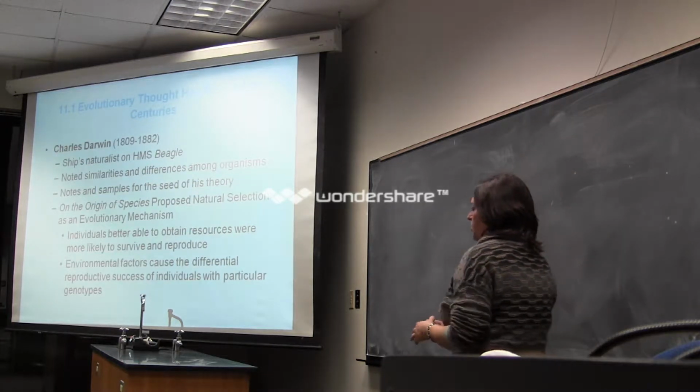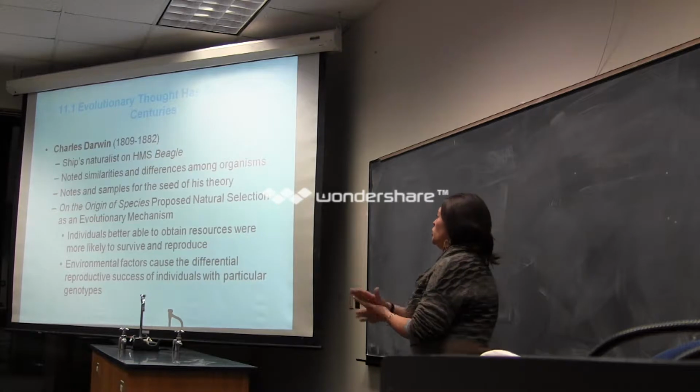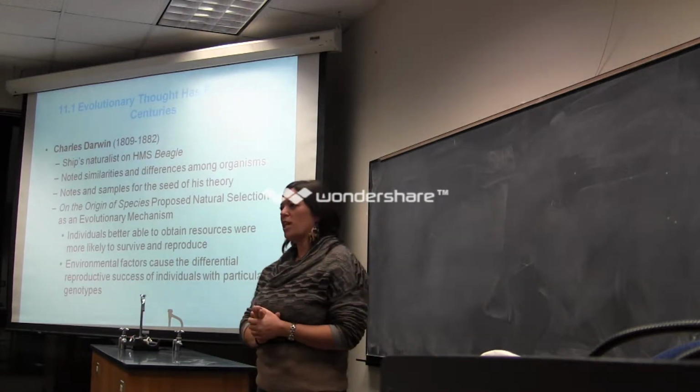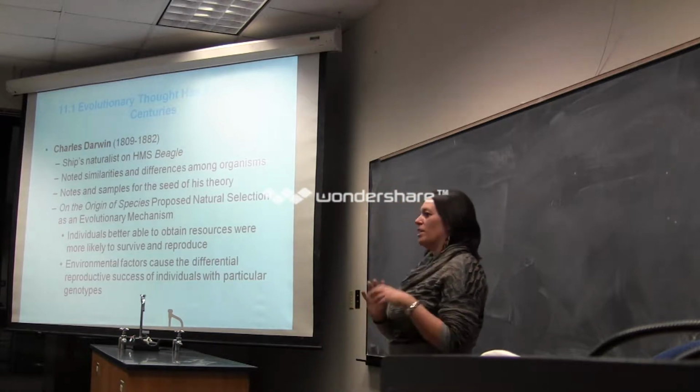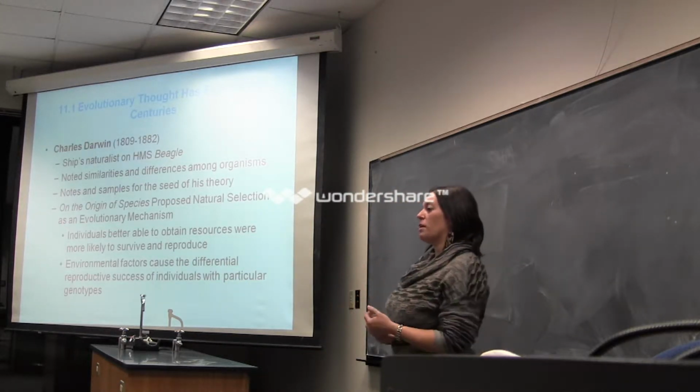And so Darwin is the guy who came up with the theory of natural selection. He took a trip on the HMS Beagle and went to the Galapagos Islands. He was actually called a naturalist. He wasn't really a biologist. He just kind of studied and was impressed by nature.